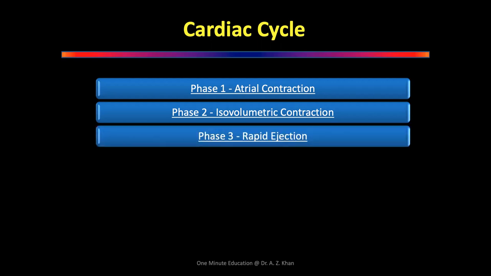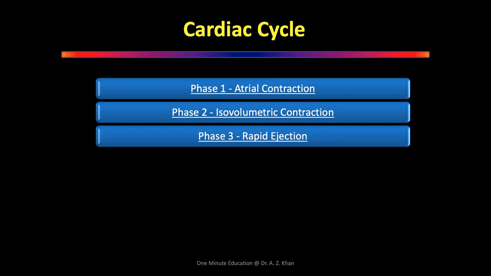Now phase three is that the valves have opened. When you talk about ejection, it is usually the aortic and pulmonary valves which open. So the myocardium starts to contract, the valves open, and blood is going out. So as soon as it opens, there is a rapid ejection. Because there's a big pressure difference between the aorta and the left ventricle, as soon as the valve opens, rapidly the blood flows. It's like a pipe with a valve in the middle. If there is nothing on the other side of the valve and you open the valve, the water will quickly flow first.